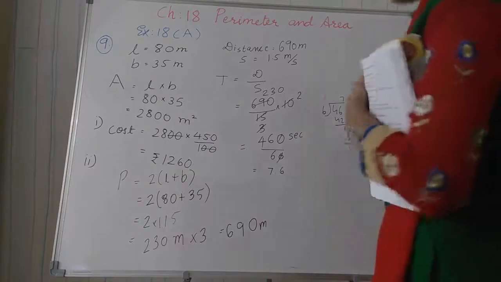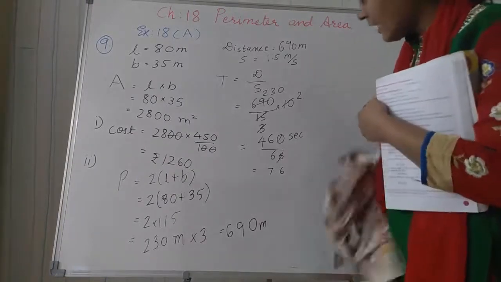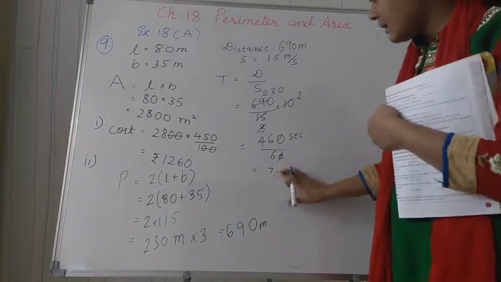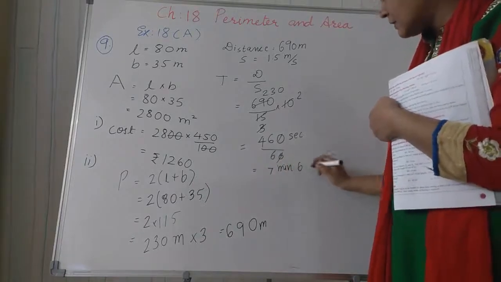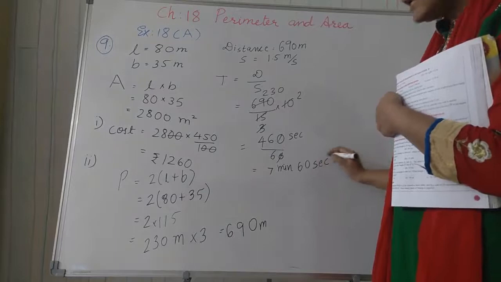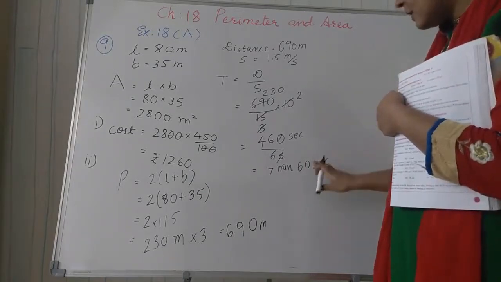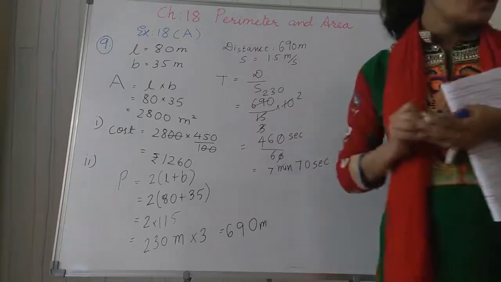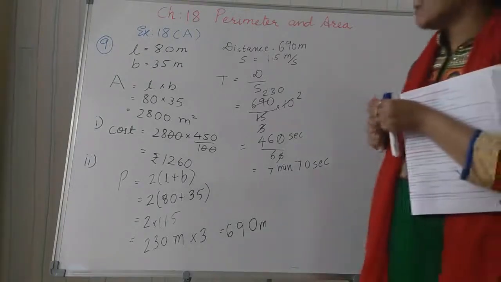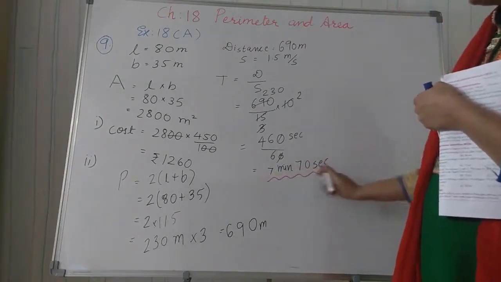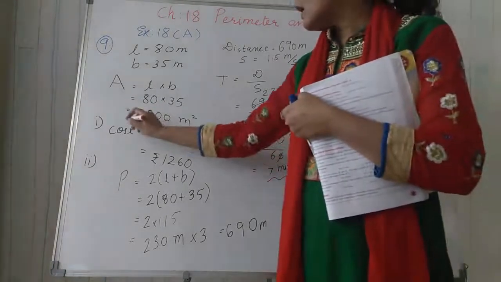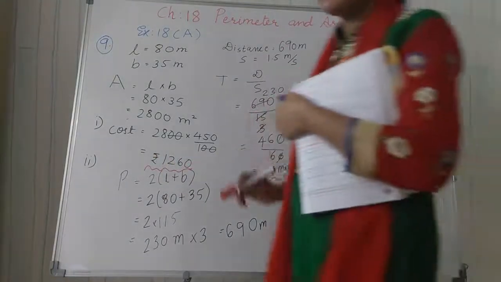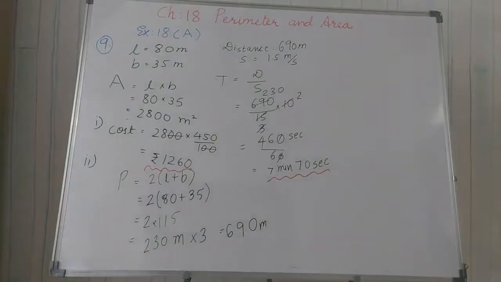Now students, to get our answer in minutes and seconds, we can divide this 460 seconds by 60. So we get 7 minutes and 40 seconds. Actually in the textbook it is given, no. So here I get 40 seconds actually, and this is an approximate answer. So this is the answer of our question number 9: 7 minutes 40 seconds, and this is our time, and the cost we found as 1260. So here we found both the answers of question number 9.